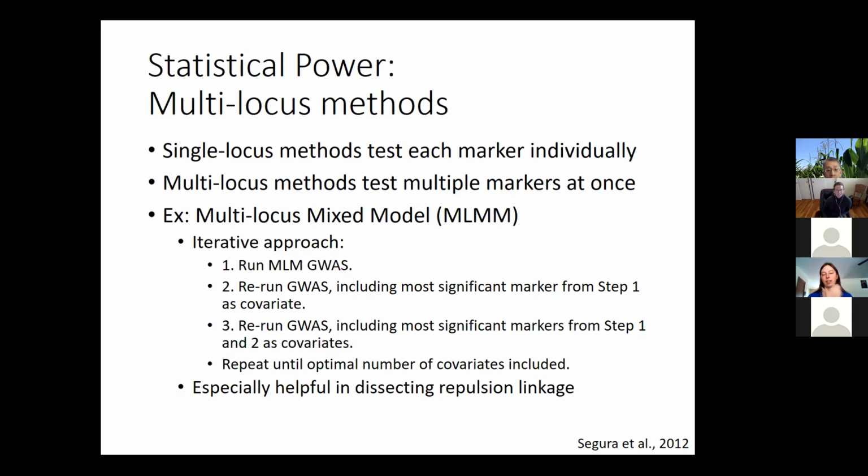First, you run MLM GWAS, then rerun GWAS, this time including the most significant marker from step 1 as a covariate. Then you run GWAS again, now including the most significant marker from step 1 and from step 2 as covariates. And this process just continues until the model detects that you've included an optimal number of covariates. Now, this is particularly helpful in increasing power in the presence of repulsion linkage.